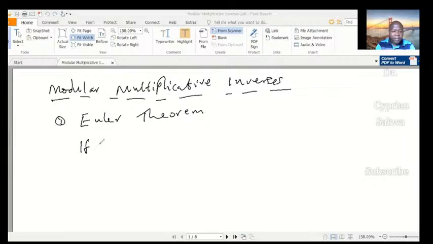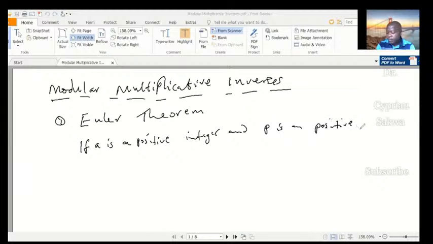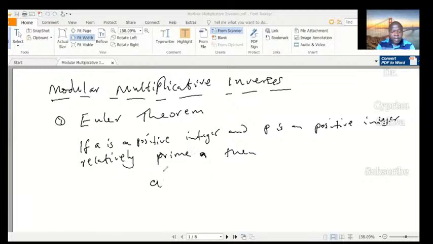It says that if a is a positive integer, and p is another positive integer relatively prime to a, then a raised to phi of p would be congruent to 1 mod p.